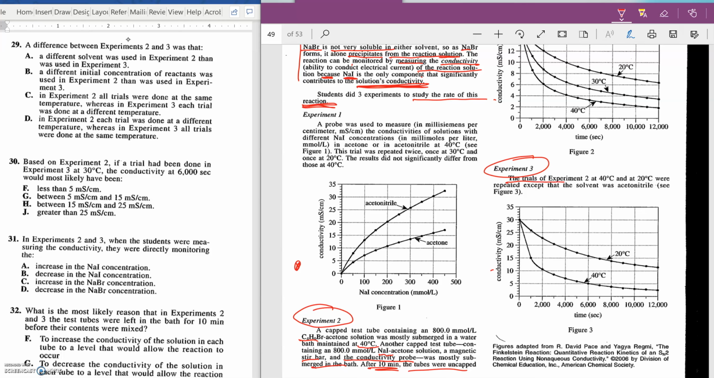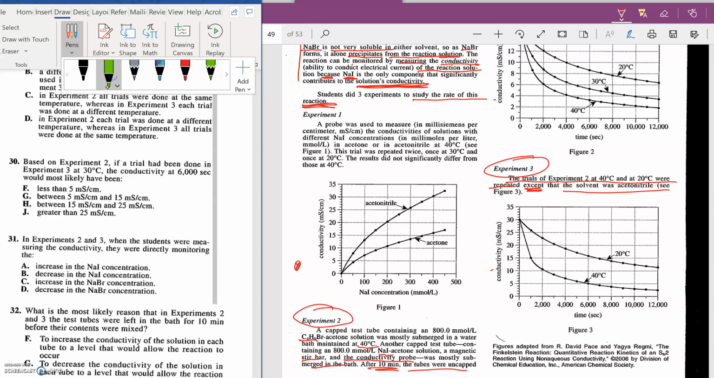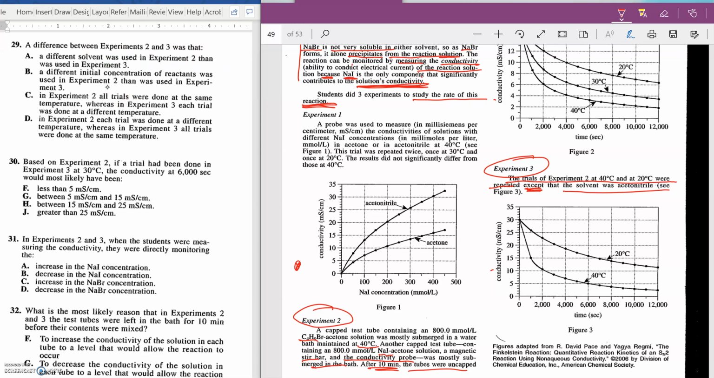So experiment 3, we're looking for a difference. The trials of experiment 2 at 40 and at 20 were repeated. Okay, except, oh Lord, you know what, here's a tip. If you ever get a question like that, go to experiment 3 last. Because, yeah, I should have done that. Except, what is it? The solvent was different. Oh. So, a different solvent was used in experiment 3. Then, right, so it was A. And I could have saved myself a lot of time by knowing to look at experiment 3 first. Look at the second experiment's note first. All right, so that's A.